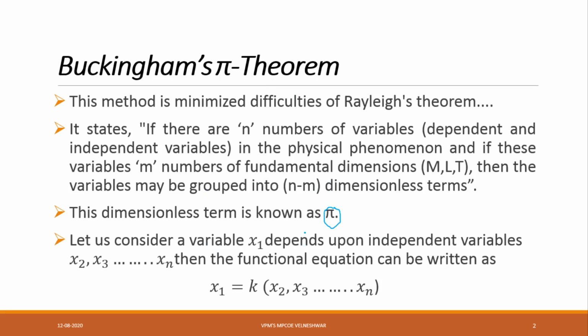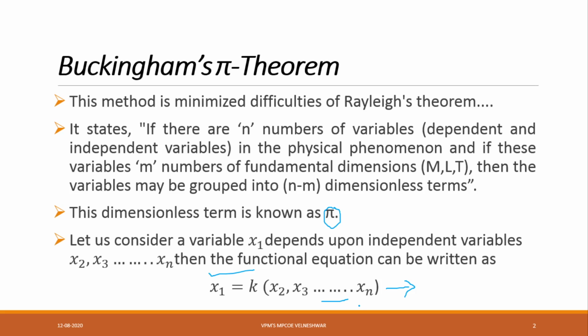Now let us consider a variable x1 that depends upon independent variables x2, x3. Here x1 is the main part, and the remaining are functional. That is, x1 is equal to k into x2, x3 and so on up to xn. The main variable is x1 and all the remaining are functions. Like before, what we have taken, resistance force is the main part, and that force is x1, and it has different variables, like viscosity, bulk modulus, time.